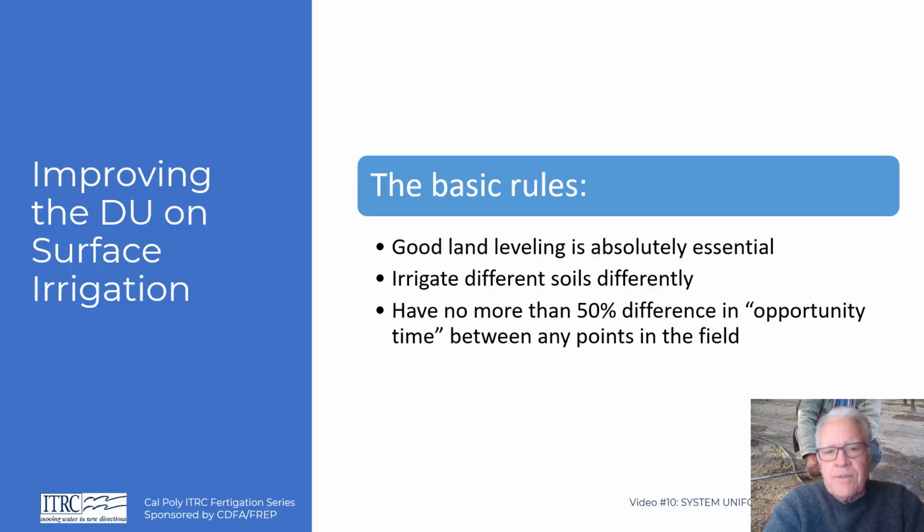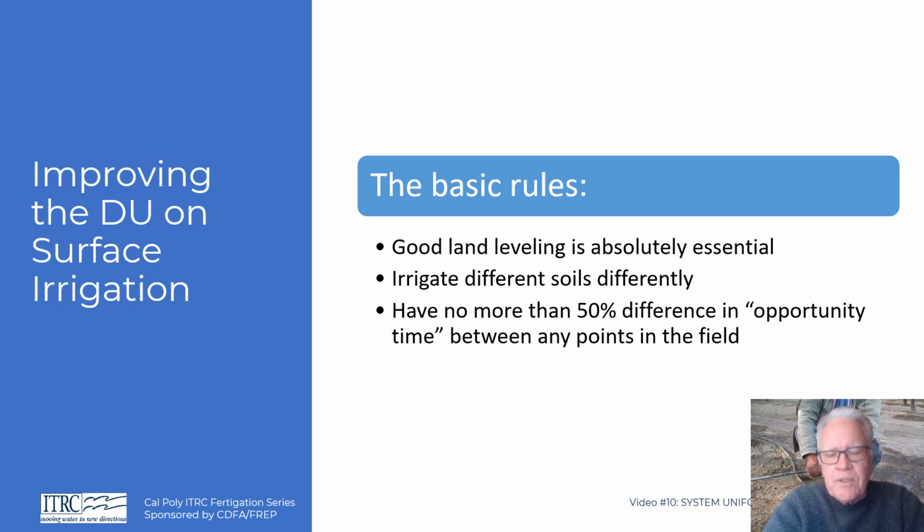Surface irrigation is tough for a couple of reasons. Maybe the first reason is farmers who use surface irrigation have often done it, and their father did it, and their grandfather did it, and that's just the way it is, and they're not going to change too easily. But anyway, what are the basic rules?